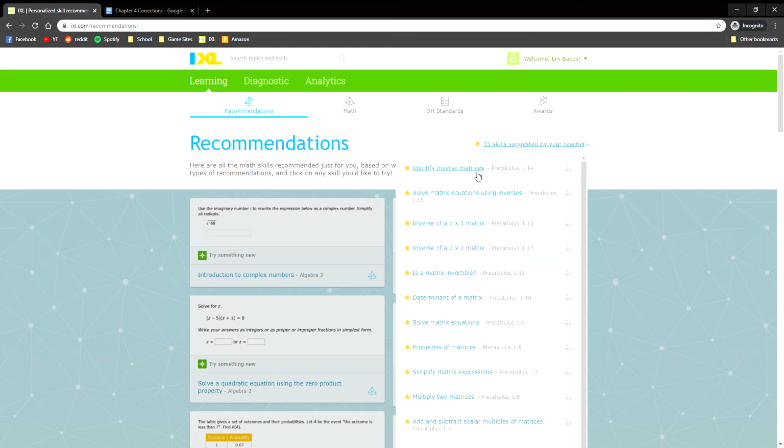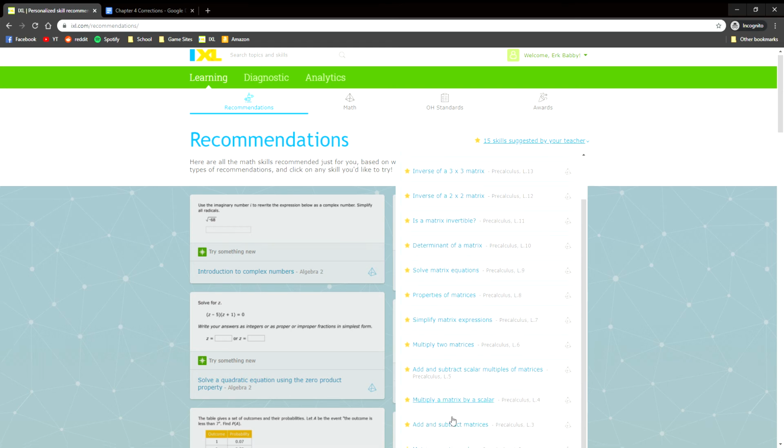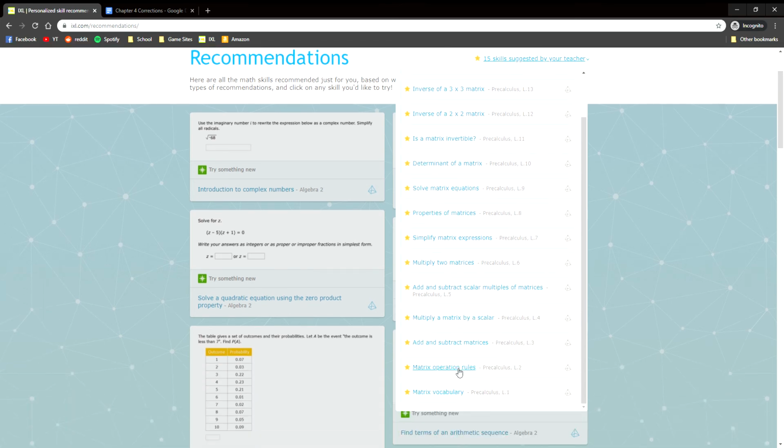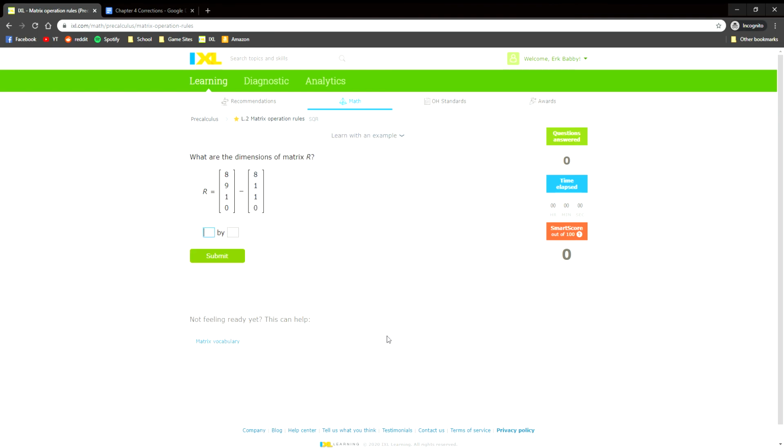Let's do an easy one. Let's do matrix operation rules. It'll tell you what to do. So what are the dimensions of the matrix when you subtract? Well, I'm going to do 4 by 1 minus a 4 by 1. That's going to give me a 4 by 1, and I hit submit, and that gives me 10 points there. Is this product defined? So 3 times 3, yes, it is. Submit, good, it's correct. Okay, I'm at 19. Is this product defined? Yes, because it's just a scalar. Hit submit.